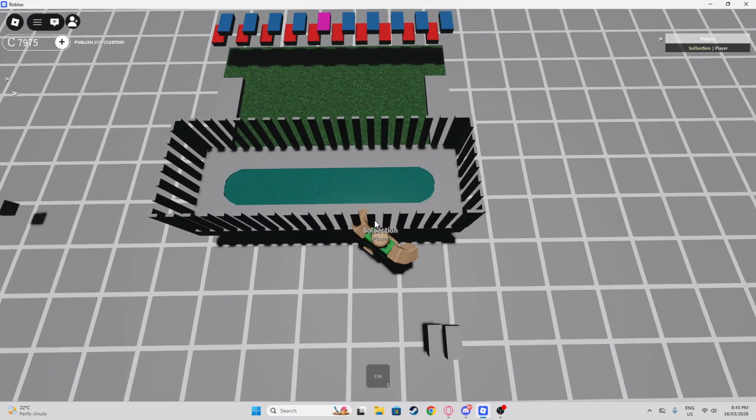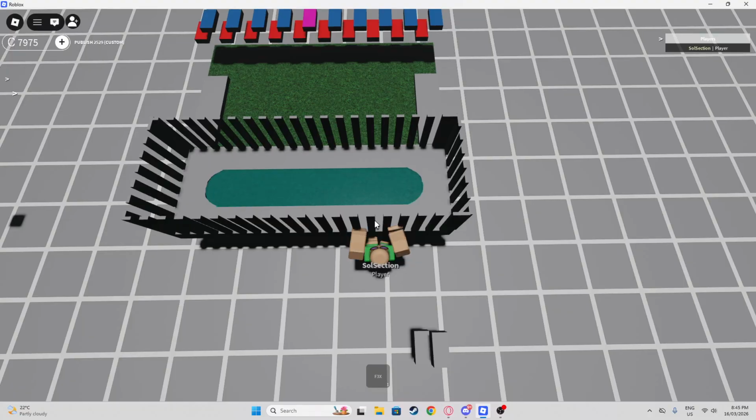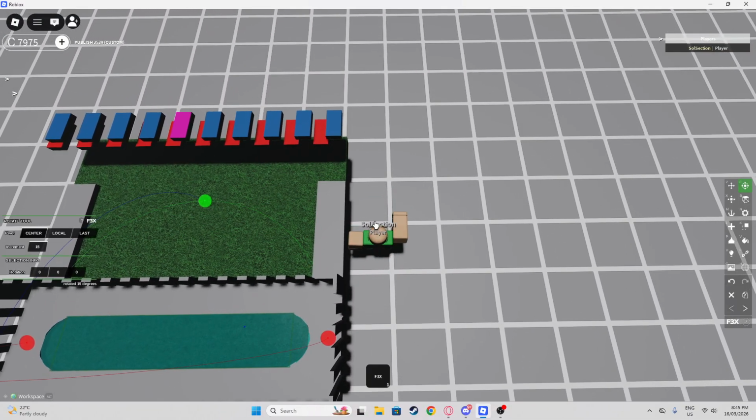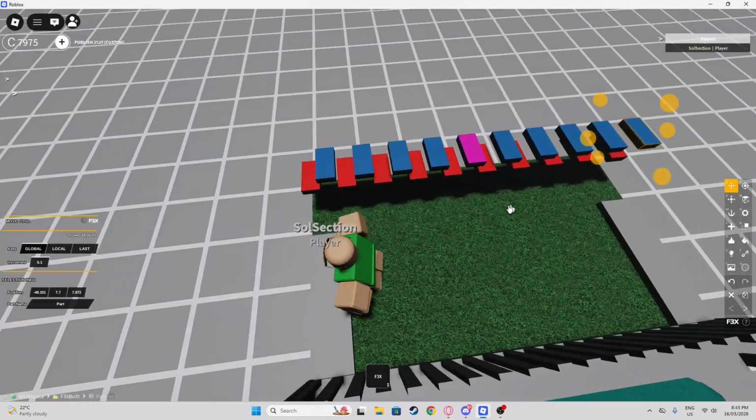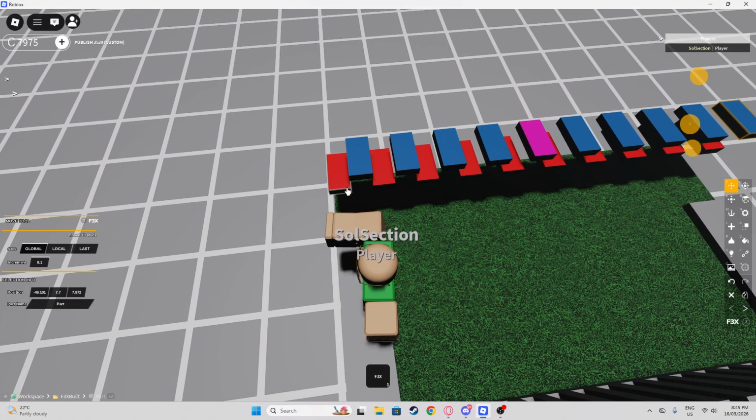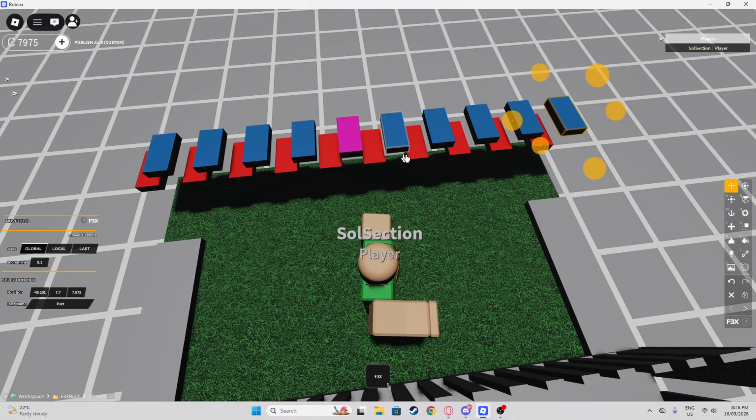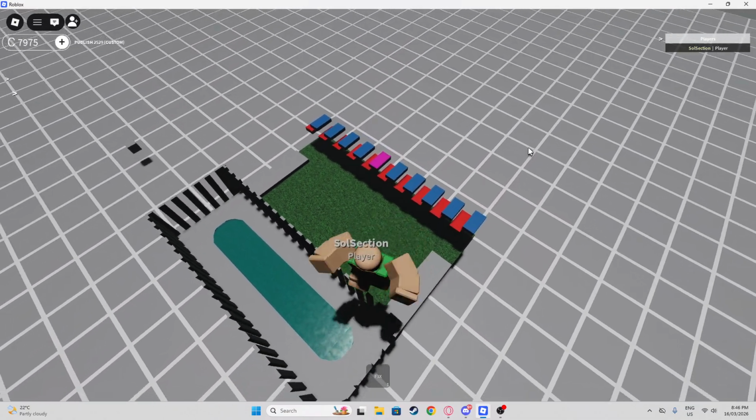Like actually? Yeah. What's the blue and red? Oh, that's just my mark. Because 1 stud is equal to 1 meter in this. From here to there, that's 1 stud. So I know that's 1 meter. That's 2 meters. That's 3, 4, 5, 6, 7, 8. That's 10. That's how I know.